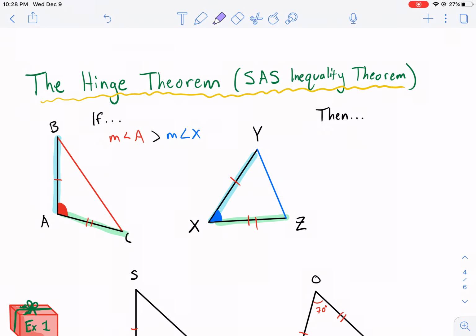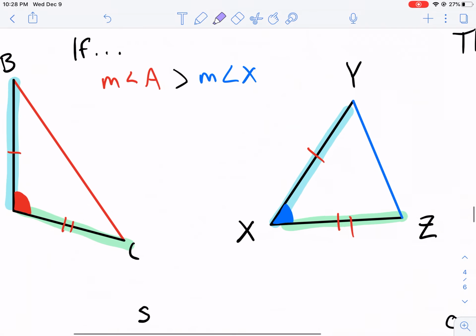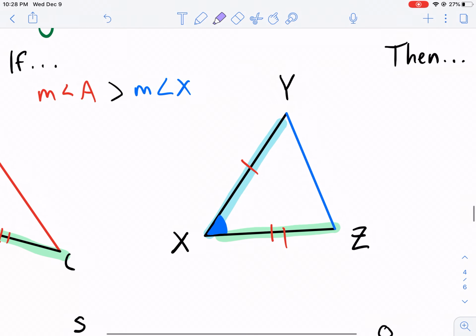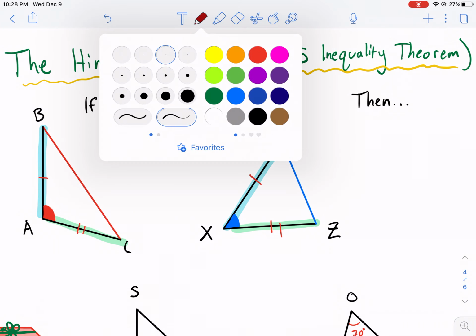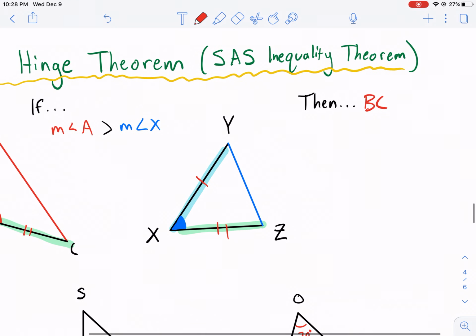So here we go. Measure of angle A, so this red one, is greater than measure of angle X. If that is the case, and you can see it's clearly bigger, then BC is going to be bigger than YZ.